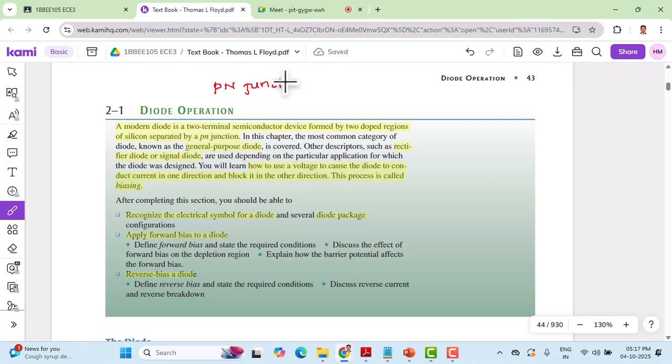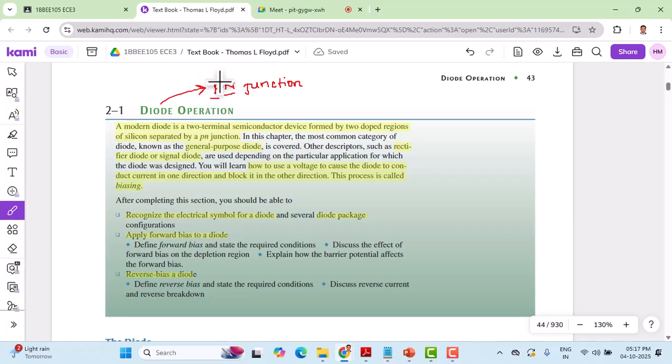Diode or PN junction is the same, they're not different. It's a two-terminal semiconductor device. This junction, PN junction or diode, is a two-terminal semiconductor device formed by two doped regions of silicon, separated by a PN junction. There are two types of semiconductors in this. One is P type, another one is N type, and this forms a junction in between them, and the entire device is called a diode.